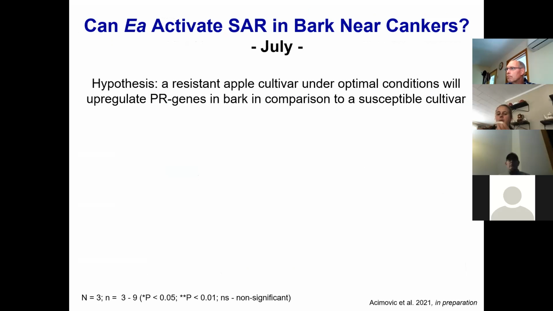Basically we wanted to ask this question: can the fire blight pathogen, while present in the cankers in the orchard, actually activate systemic acquired resistance? Basically, can it trigger the immunity response in bark that is very close to the cankers?